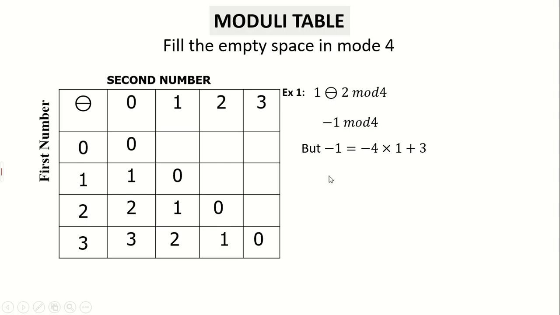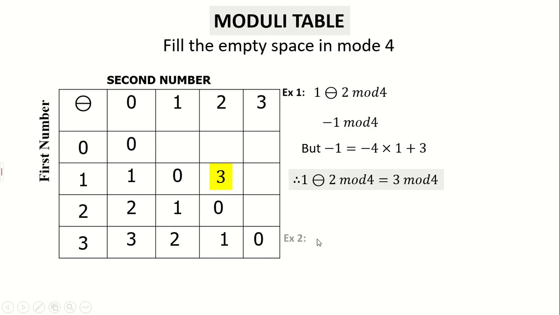I've already done this before. So that's going to be 3 mod 4. That means 1 operation 2 mod 4 is 3 mod 4, so your answer is 3. You just go to your table there and put your 3, because for 1 operation 2, you take the first number's row and go across till you meet 2. That is why we position our 3 there.